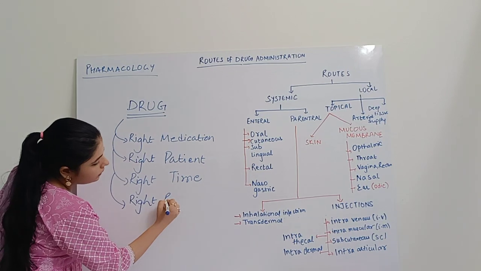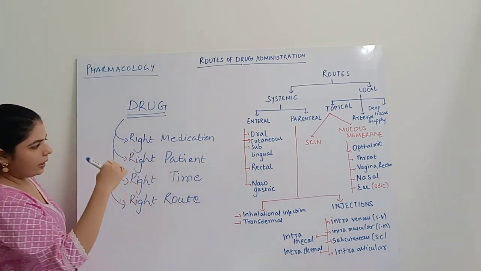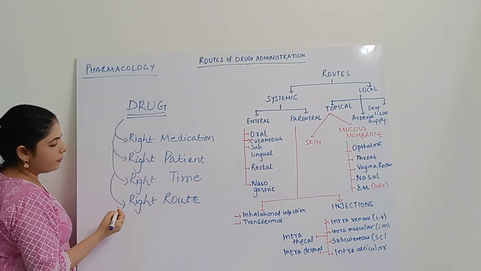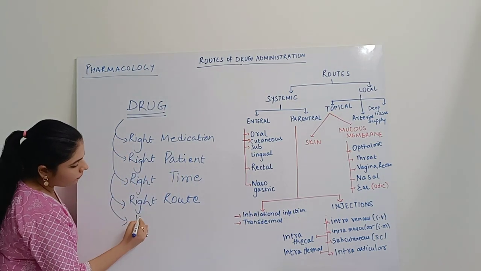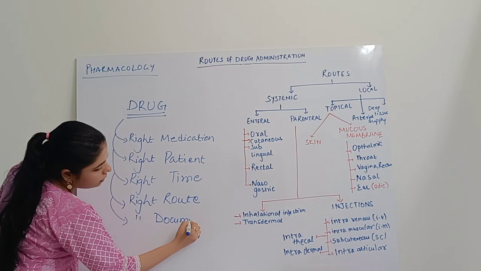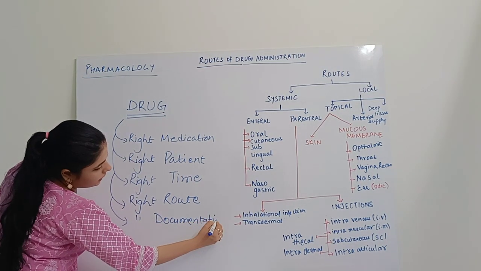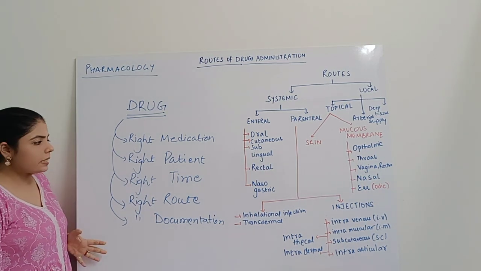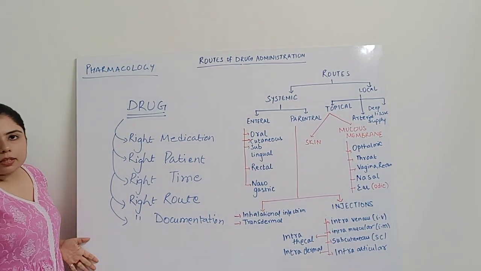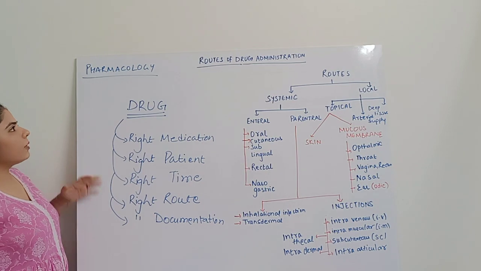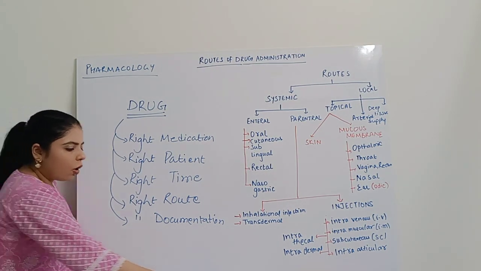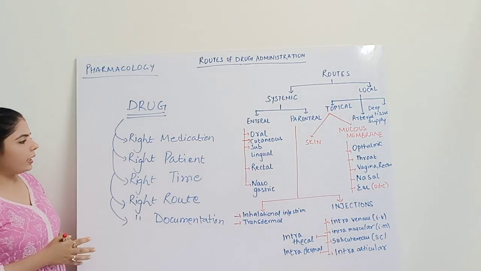The right route of drug administration has to be there, and why the right route, we will learn. So: right medication, right patient, right time, right route, right documentation. Whatever medicine is being administered must be listed down along with your transcripts for future purposes. These are a few of the factors which must be taken into consideration before deciding a specific route of a drug, or before prescribing any kind of medication.